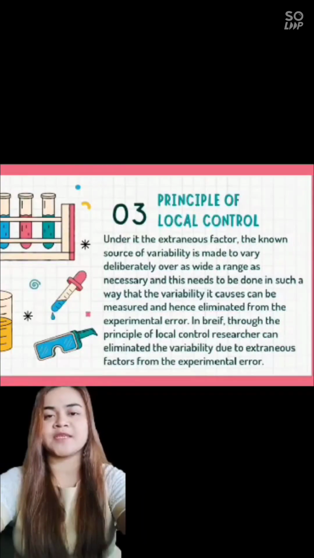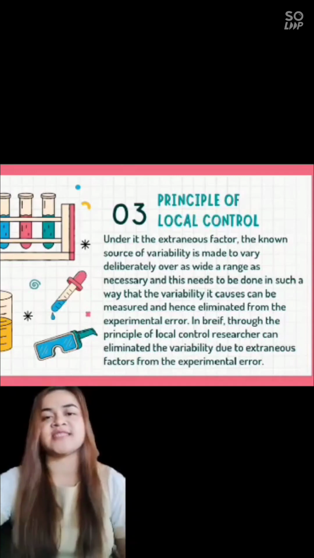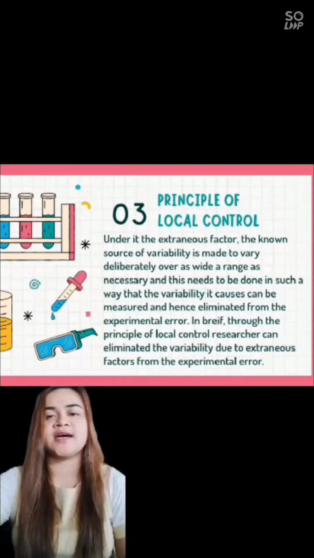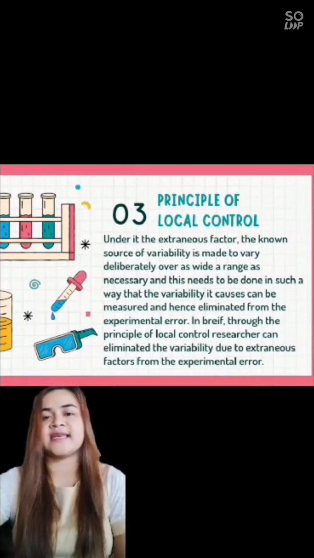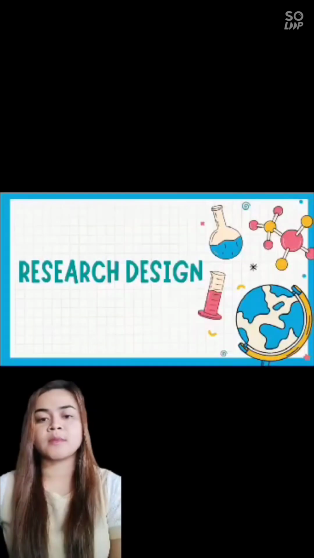And lastly is the principle of local control. Under it, the extraneous factor, the known source of variability, is made to vary deliberately over as wide a range as necessary, and this needs to be done in such a way that the variability it causes can be measured and hence eliminated from the experimental error. In brief, through the principle of local control, the researcher can eliminate the variability due to extraneous factors from the experimental error. Now let's proceed to research design.